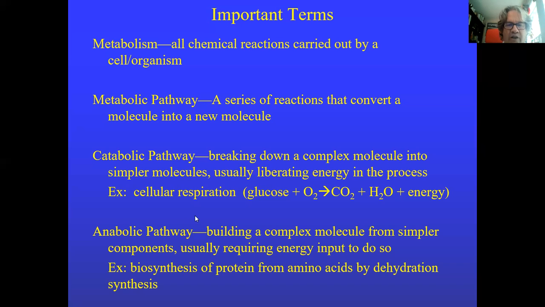Anabolic pathways, on the other hand, are processes that build complex molecules from simpler components. And usually those require energy input, because most complex biological molecules have significantly more energy invested in them, and they're energetically rich. So building those from smaller molecules tends to require energy input. A good example of that is the biosynthesis of protein from amino acids by dehydration synthesis. That's an anabolic pathway. And then of course, making amino acids themselves is usually anabolic also.